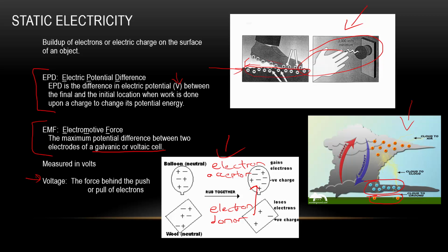Okay? So EPD, electric potential difference, means there are more electrons in one area than another, and an electromotive force is the amount of force or push those electrons travel with between the two distances. And a voltage is just the amount of that force, the amount of force the electrons move with. That's voltage.